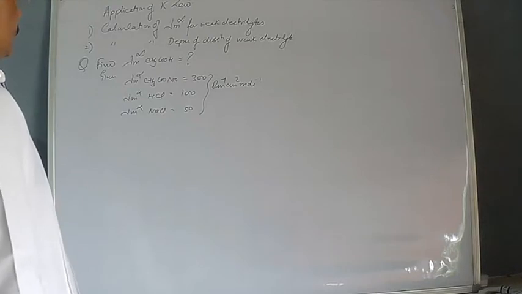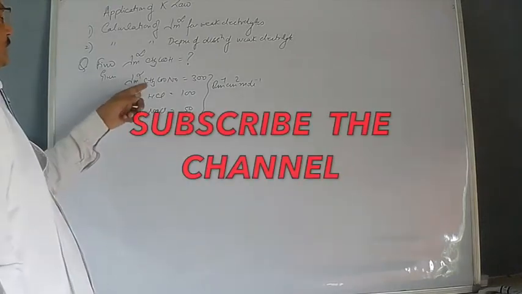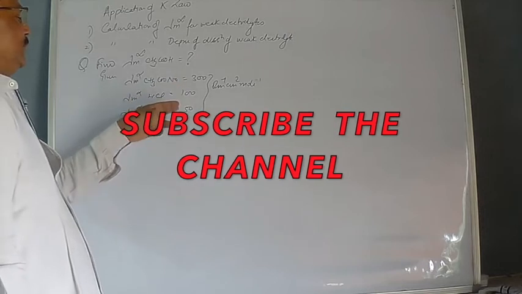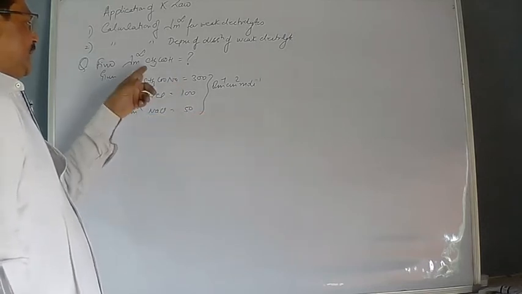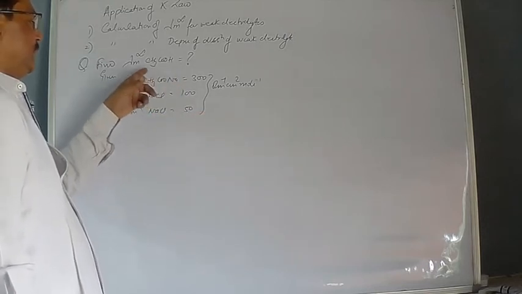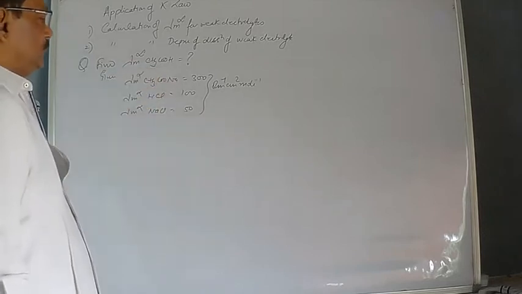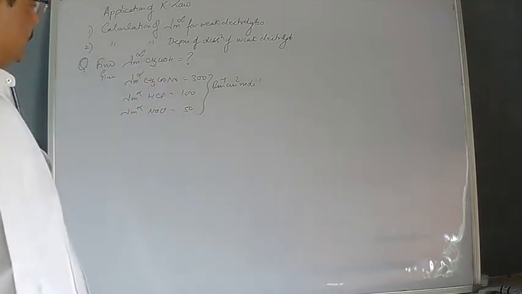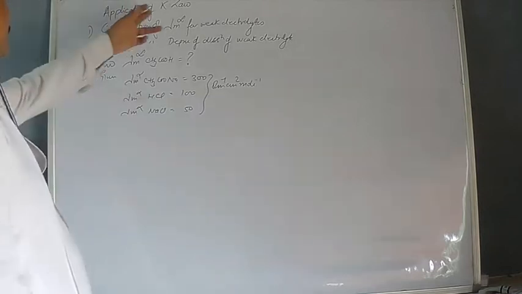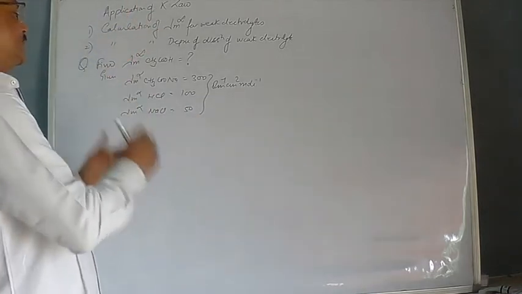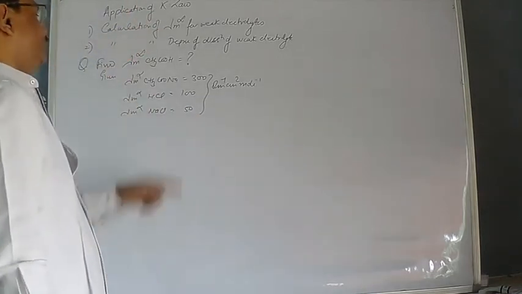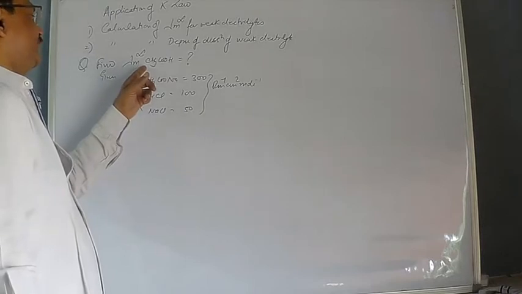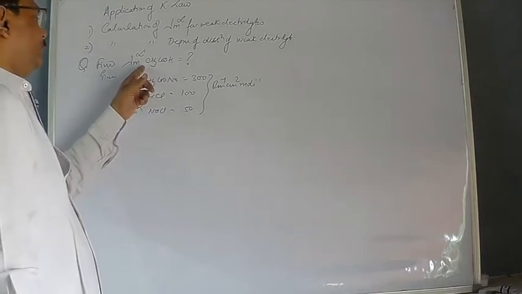So Kohlrausch suggested that these are all strong electrolytes. That's why we are able to find their molar conductance behavior. But acetic acid, as you have studied in class 11, and ammonium hydroxide are the two weak electrolytes you have studied. So Kohlrausch suggested that by simple addition and subtraction, we will be able to find the molar conductance of acetic acid. Class, how? Let us see here.